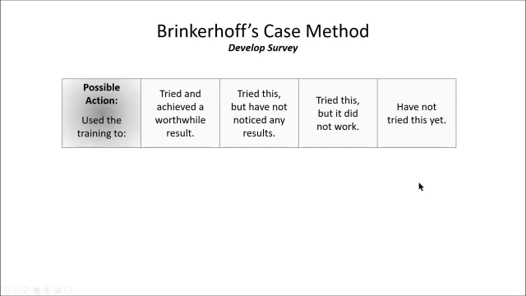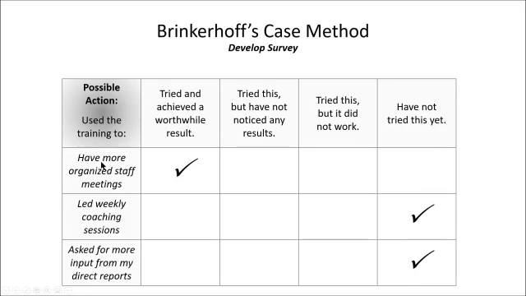And then you might think about, when you're developing this survey, how do you do it? Here's an example. Across the top row, we have our choices, and then we have our actions here. So I could have used the training to have more organized staff meetings or coaching sessions or ask for more input from my direct reports. This looks like a leadership training, but it could be anything. And then you can decide: I tried this and achieved a worthwhile result. I tried this, but have not noticed any results. I tried this, but it did not work, or I have not tried this yet. And then you have a map, if you will, of what people have done and their overall success. And then from these surveys you look at some of the people that were successful and some of the people that were least successful. So fairly straightforward there.